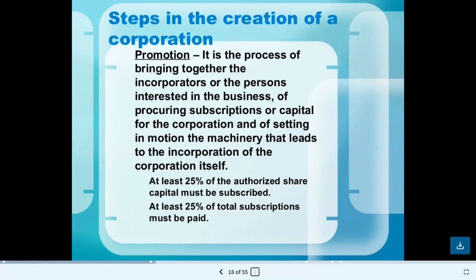And these are the steps in creation of a corporation. First, you will have promotion. This is the process of bringing together the incorporators or the persons interested in the business. Okay? Wherein in this particular organization, you will have this requirement. These persons who are interested in forming the corporation will have to at least subscribe 25% of the authorized share capital, and 25% of its total subscription must be paid. But I guess with the revision of the corporation code, this is no longer required. And again, we will have another slide for the revised corporation code. We'll discuss that one later on.